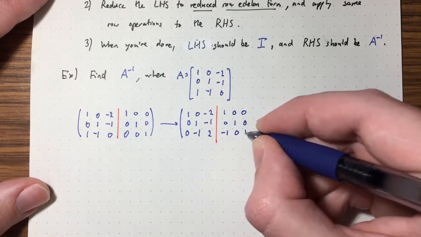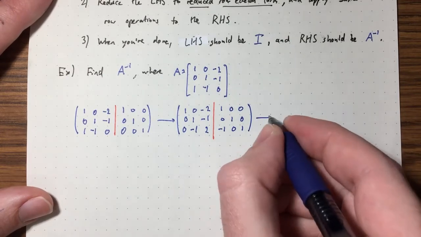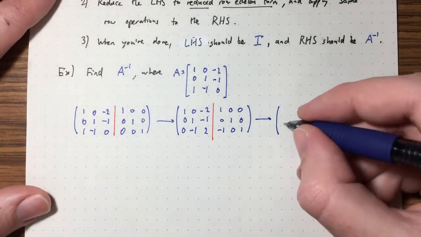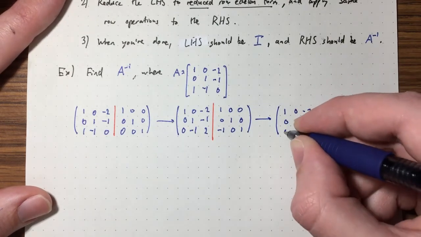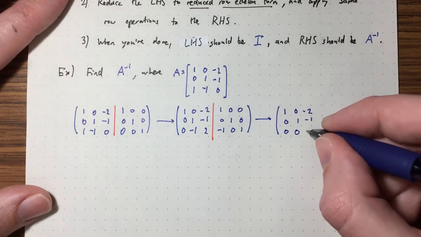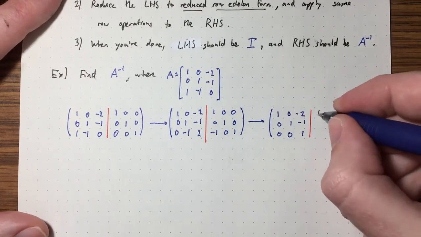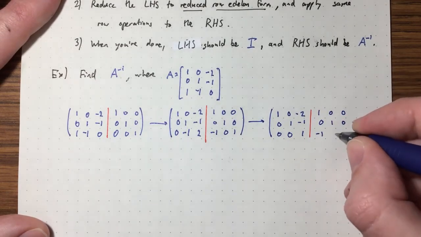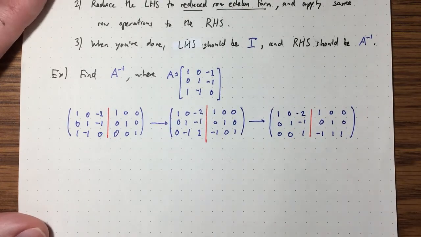Minus 1, 0, 1. Right. Next thing I want to do is eliminate that minus 1. So I want to add the second row to the third. 0, 0. This should be a 1 now. But see, I'm also doing it over here. So I need to add the second row to the third row. So I'm going to get minus 1, 1, 1. Okay. This is looking good.